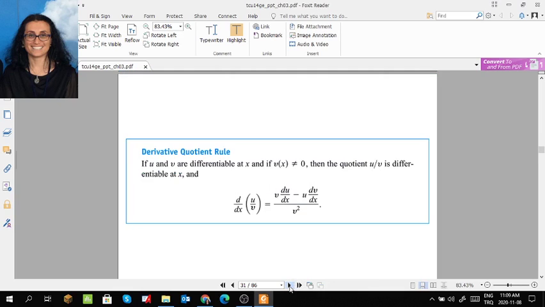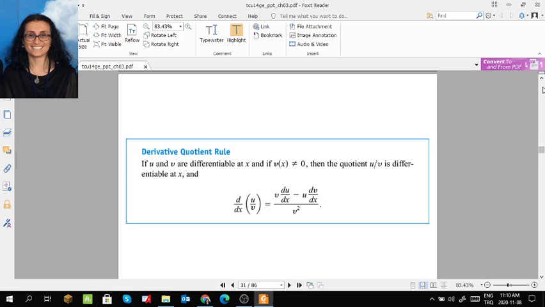And then we have the derivative quotient rule. We are going to solve some problems on that. If u and v are differentiable functions at x, and we assume that v of x is not 0, then the quotient u over v is differentiable at x. How would you get the result? The derivative of the quotient is equal to the derivative of the numerator times the denominator, minus the numerator as it is times the derivative of the denominator, all over the square of the denominator. That's the rule we have.